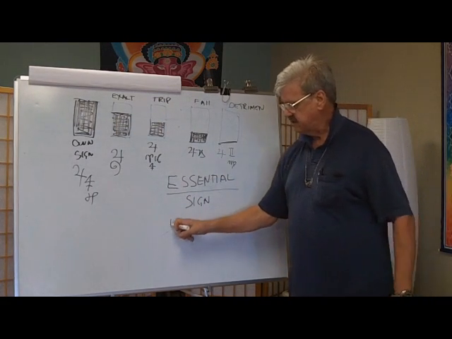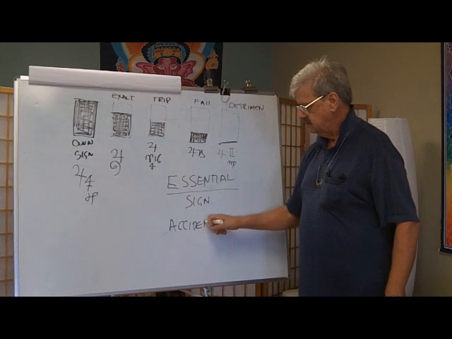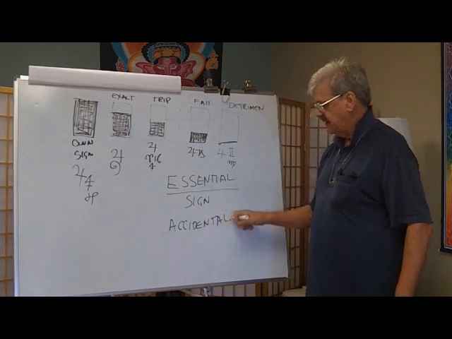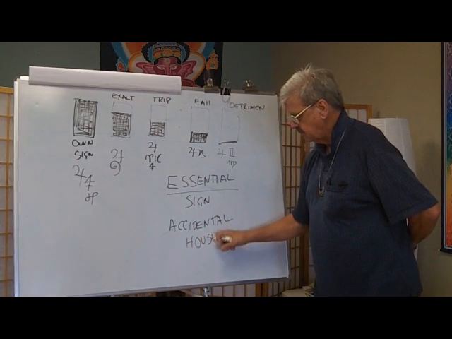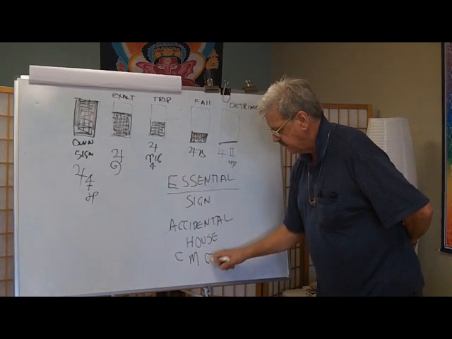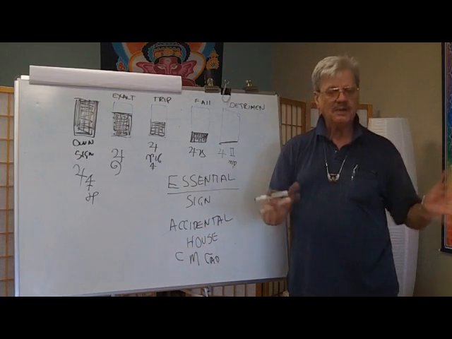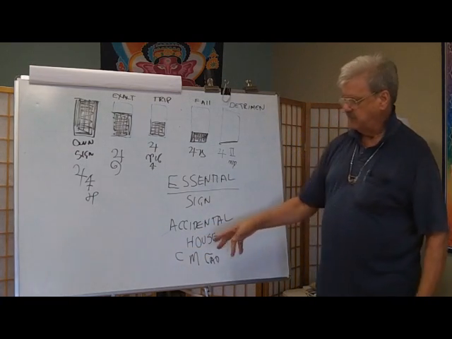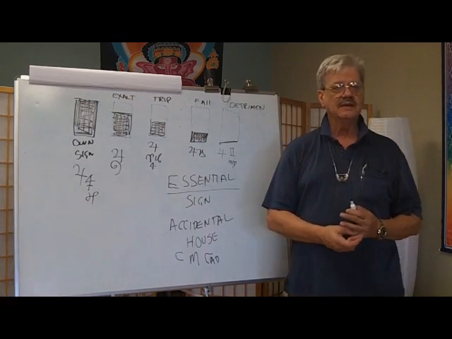When it's an accidental dignity, what's happening is that it's telling you what house it's in. Whether it's in a cardinal house, a mutable house, or a cadent house. If it's in a cardinal house, it has more power. If it's in a mutable house, it has some power. If it's in a cadent house, it has nothing.